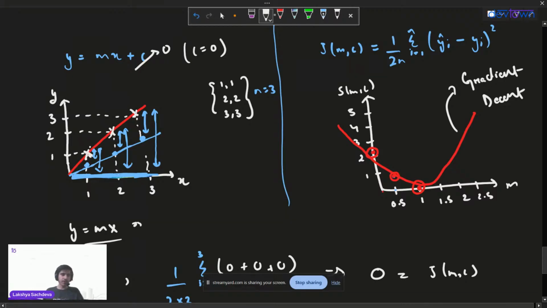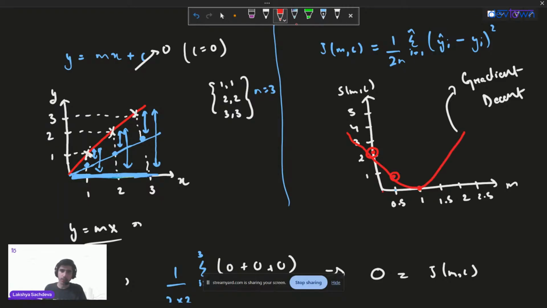So we have seen how we can plot the graph. Now what we have to do is try to reach this global minima over here. This is our gradient descent. What we try to achieve is this global minima. We always try to reach as close as possible to this global minima.